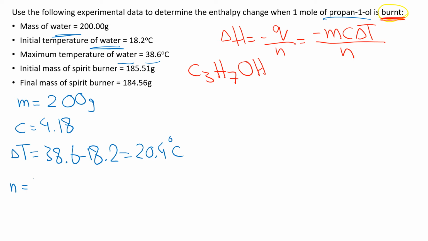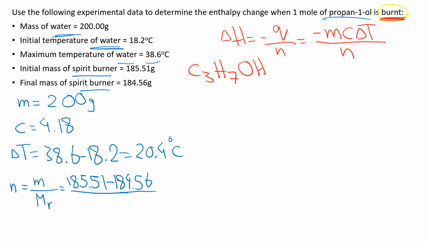Calculate the number of moles. Number of moles equals mass over molar mass. What is the mass of the alcohol burned? It is from the initial mass of the spirit burner and the final mass of the spirit burner. So the mass should be 185.51 minus 184.56. This should be the mass difference.